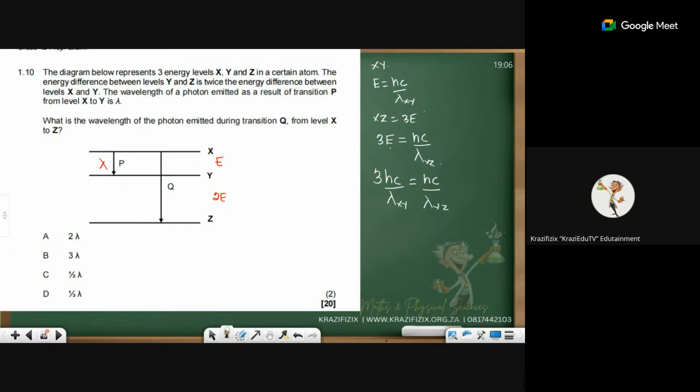Look, you can cross multiply, you can divide, but this HC would cancel each other. But let's make it simple for everyone. Let's cross multiply. 3 lambda YZ HC, because that's what I'm looking for, is equal to what? Lambda XY HC. Lambda YZ will be equal to what? Lambda XY over what? 3. So the correct answer is D.